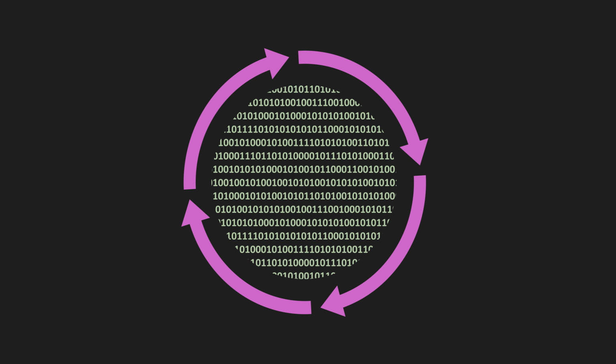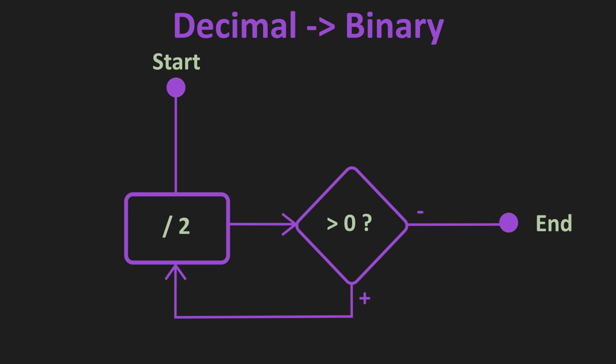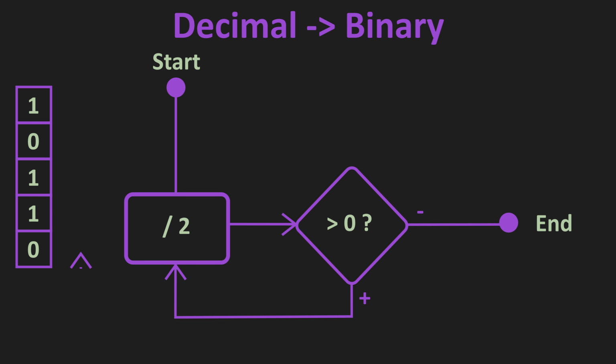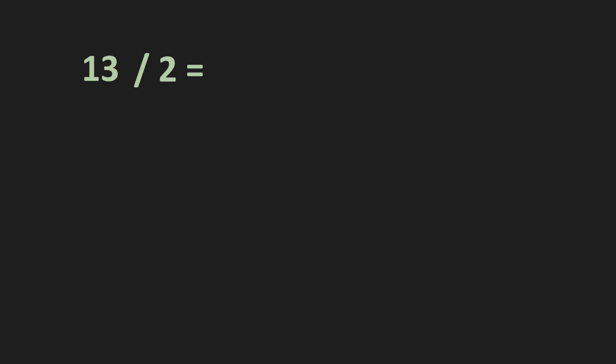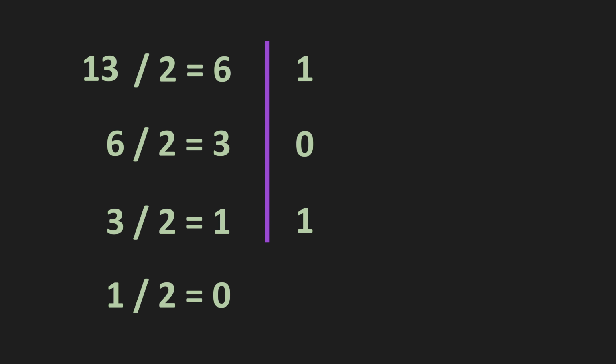Now, let's dive into conversions between numerical systems step by step. We'll start with decimal to binary conversion. To convert a decimal number to binary, repeatedly divide the number by 2 and write down the remainder. The binary number is the sequence of remainders, read from bottom to top. Let's convert 13 to binary. 13 divided by 2 is 6, remainder 1. 6 divided by 2 is 3, remainder 0. 3 divided by 2 is 1, remainder 1, and 1 divided by 2 is 0, remainder 1. Reading the remainders from bottom to top gives us 1101.